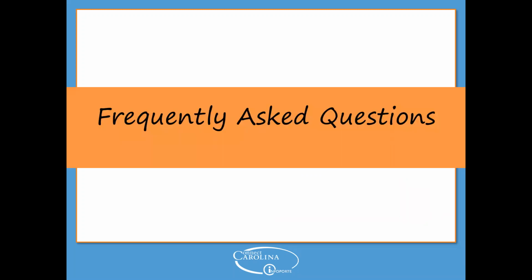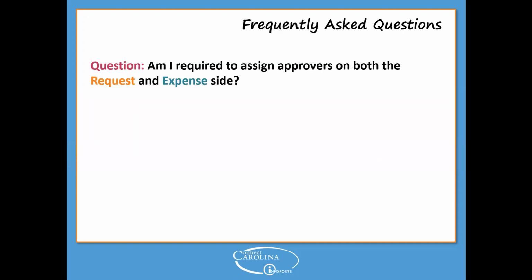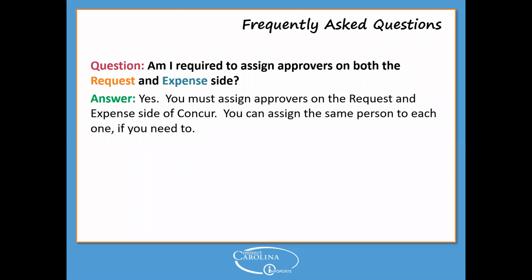All right, so moving on, we've already heard some questions. As I mentioned, we have the 3 pilot groups, and so they've already asked a couple of questions that it's important to talk about now, just to go ahead and level set. So the first one was, am I required to assign approvers on both the request and expense side? The answer is yes. You have to assign approvers on both sides, request and expense, but you can assign the same person to each one if you need to. Just keep in mind you can only assign one person.